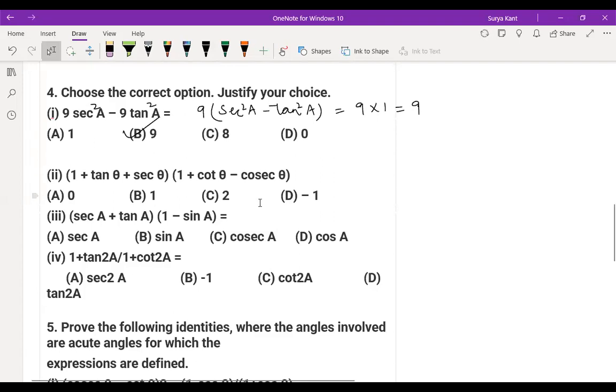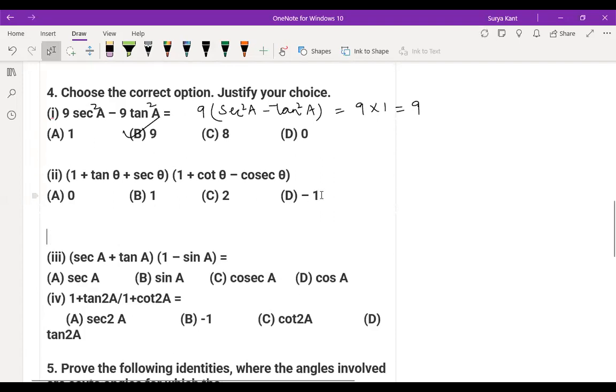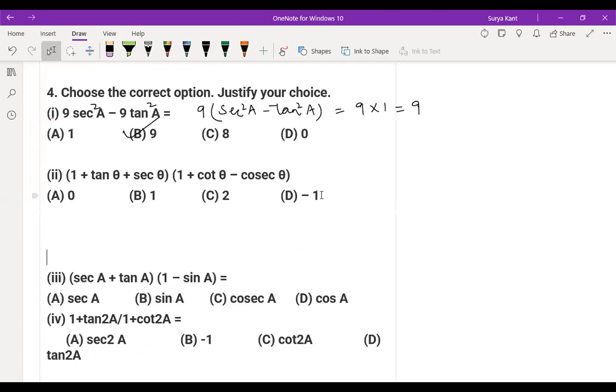Okay. Now next question. What would be the answer for this? Children, tell me fast. The second question of this. You need to solve, I think. All of you start solving.